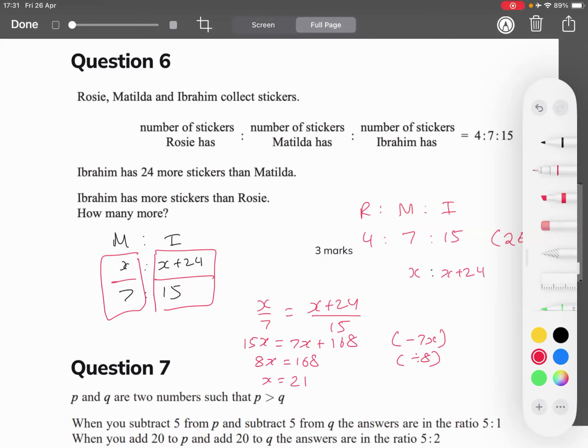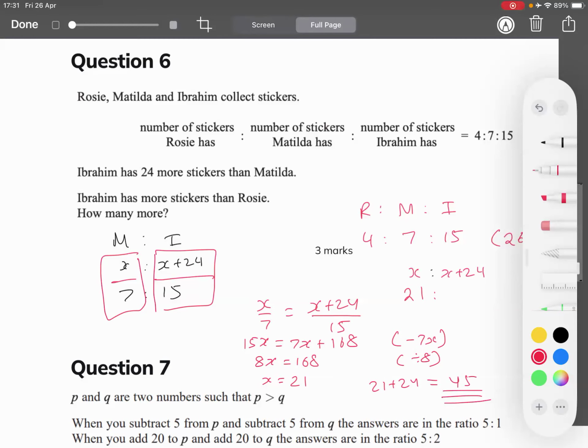So who has 21 stickers? Rosie, Matilda, or Ibrahim? The person with the name. Matilda. Okay, Matilda has 21. So then how much does Ibrahim have? He has 24 more than 21. So you add. You do 21 plus 24. Good.